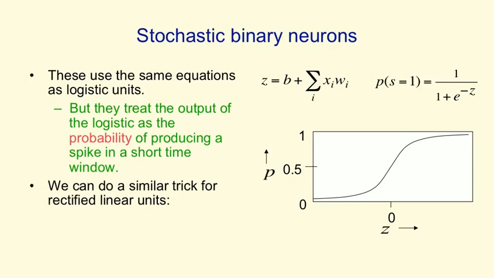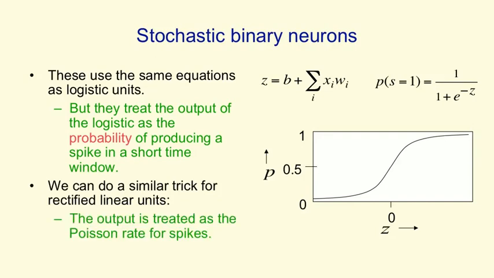We can do a similar trick with rectified linear units. We can say that the output, this real value that comes out of a rectified linear unit, if its input is above 0, is the rate of producing spikes. So that's deterministic. But once we've figured out this rate of producing spikes, the actual times at which spikes are produced is a random process. It's a Poisson process. So the rectified linear unit determines the rate, but intrinsic randomness in the unit determines when the spikes are actually produced.